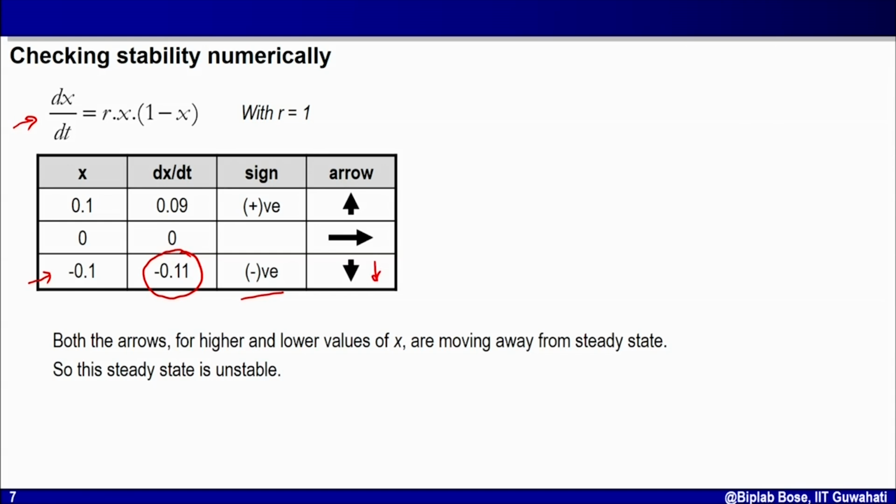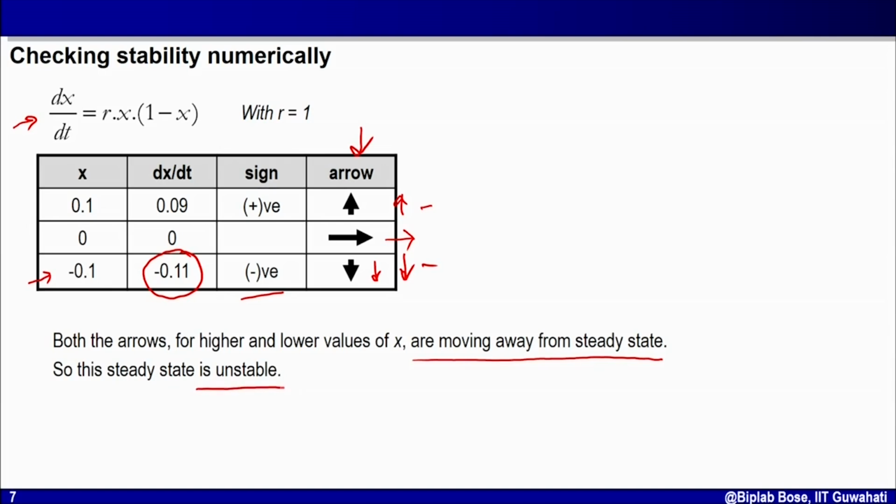So now once you have made this table, focus on this row, this column of arrows. This is your steady state arrow. And you have 2 arrows, one is pointing down, one is pointing up. That means with time, if you disturb x, then with time, x will move away from 0. So as both the arrows are moving away from steady state, this steady state is unstable.